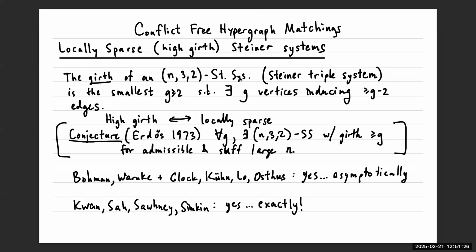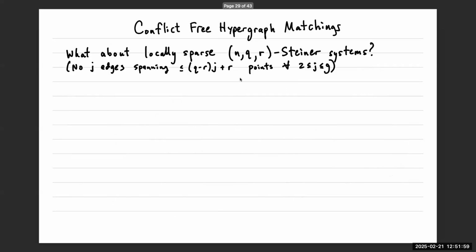So Bowman and Warnke, and independently Glock, Kühn, Lo, and Osthus, proved this asymptotically, meaning you can find an asymptotic Steiner triple system that has high girth. And then Kwan, Sah, Sawhney, and Simkin proved it exactly. There do exist high girth Steiner triple systems. Okay, so the natural conjecture, since this was all about Steiner triple systems: do locally sparse N,Q,R Steiner systems exist?